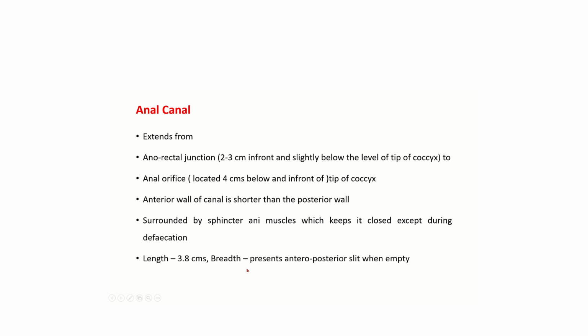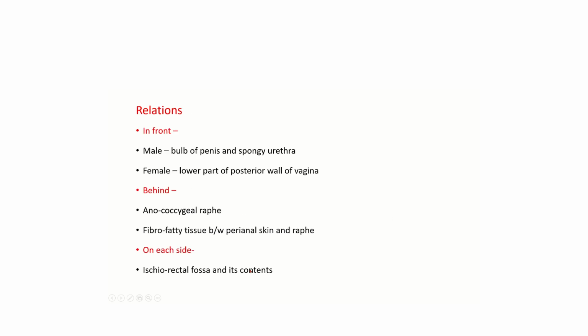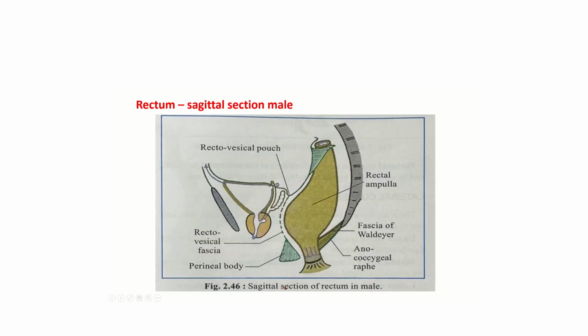Breadth, it presents as an anteroposterior slit when empty. Relations in front, in male it is the bulb of penis and spongy part of urethra. In female it is the lower part of the posterior wall of the vagina. Behind it is the anococcygeal raphe and fibrofatty tissue between perianal skin and raphe. On each side, ischiorectal fossa and its contents. You can see here, this is the anococcygeal raphe, between the anal canal and anococcygeal raphe.